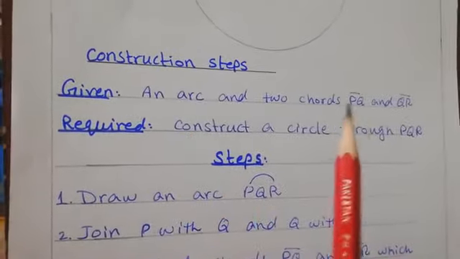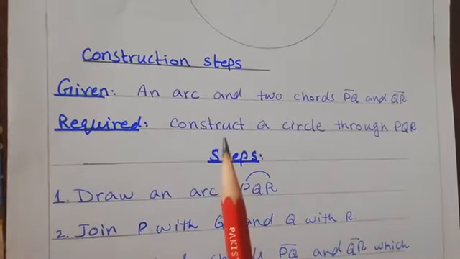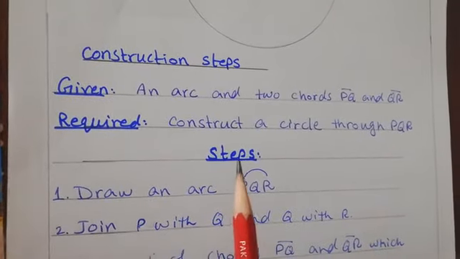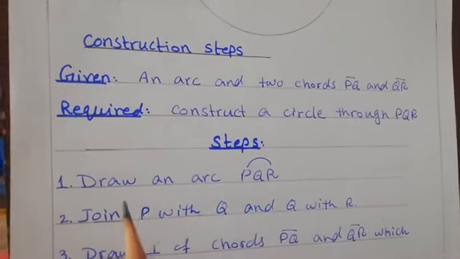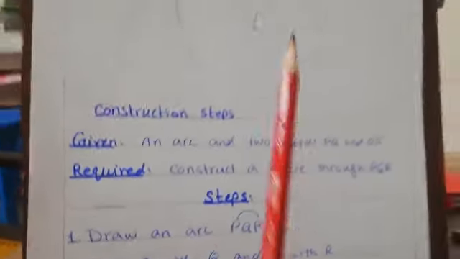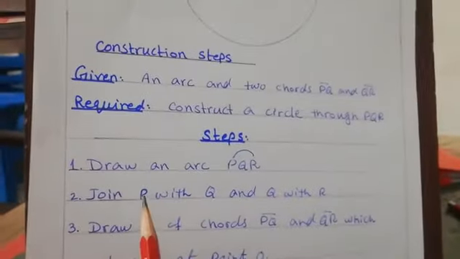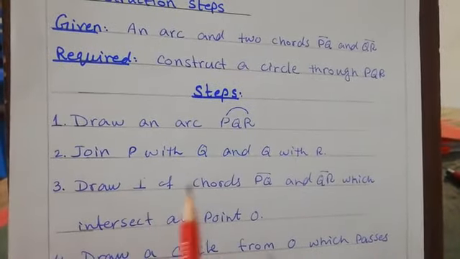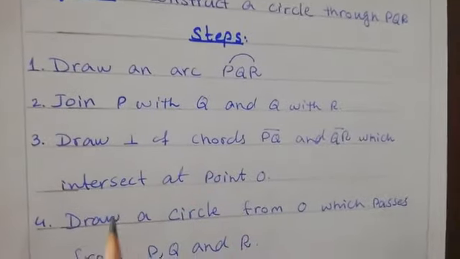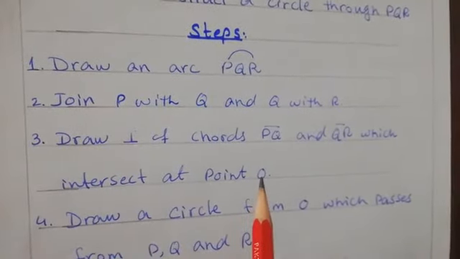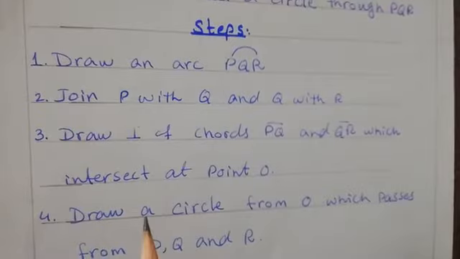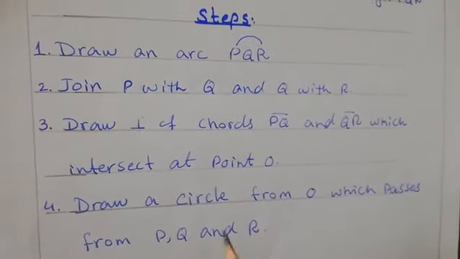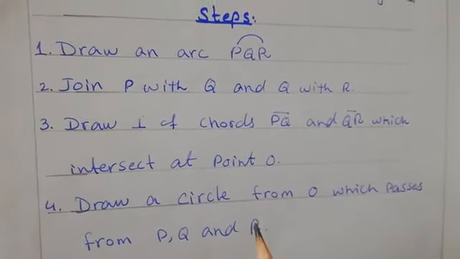Given an arc and two chords PQ and QR, required is to construct a circle through the points P, Q and R. Now we will write the steps. Our first step is to draw an arc PQR of any length. Join P with Q and Q with R. Third step: draw the perpendicular bisectors of chords PQ and QR, which intersect at point O. Now we will draw the circle from the point O which passes through the points P, Q and R, and this is our required step.